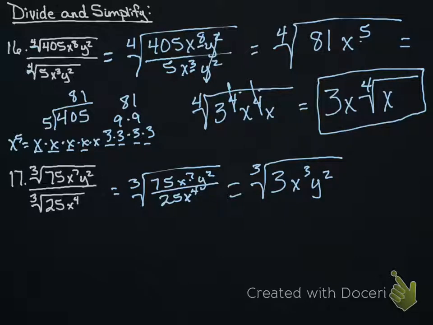Okay, I have 3 to the 1st power, x to the 3rd power, y to the 2nd power. I have an index of 3. So the only thing that cancels is my x. So I'm going to bring my x outside, and I am left underneath with the cube root of 3y squared. Okay.